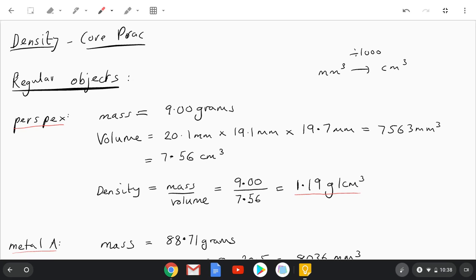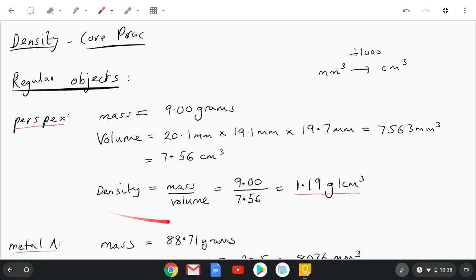Often we do our calculations in centimeters cubed for volume, so I'm going to convert this into centimeters cubed, and to do that we divide by 1,000. So whatever value you got for millimeters cubed, divided by 1,000, you'll get it into centimeters cubed. So that was 7.56 centimeters cubed for the volume of Perspex.